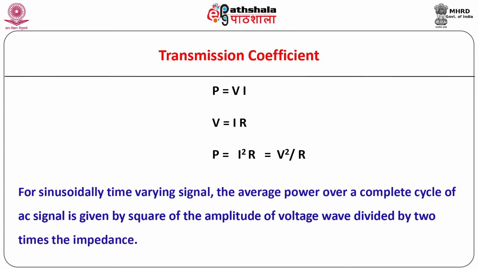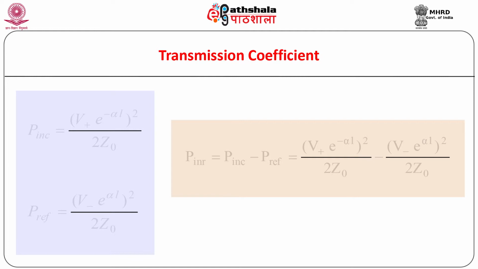Considering the sinusoidal time variation of signals in the circuit, the average power over a complete cycle of AC is given by the square of the amplitude of voltage divided by 2 times the impedance. With this much knowledge about the relationship between voltage, impedance and power, we can write the expressions for incident power, reflected power and transmitted power at the receiving end as shown. Hence, the net power incident at the receiving end is given by the difference of the two.